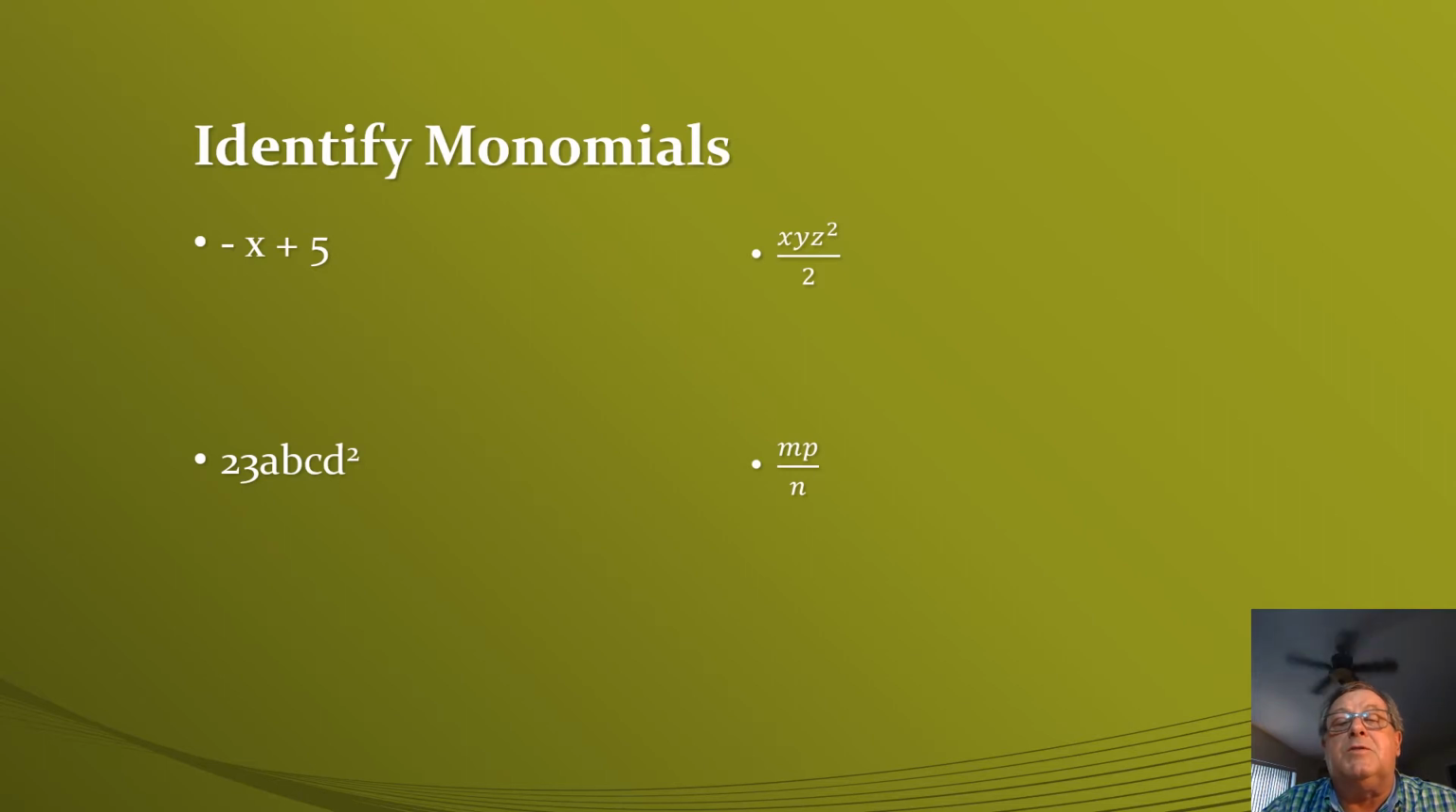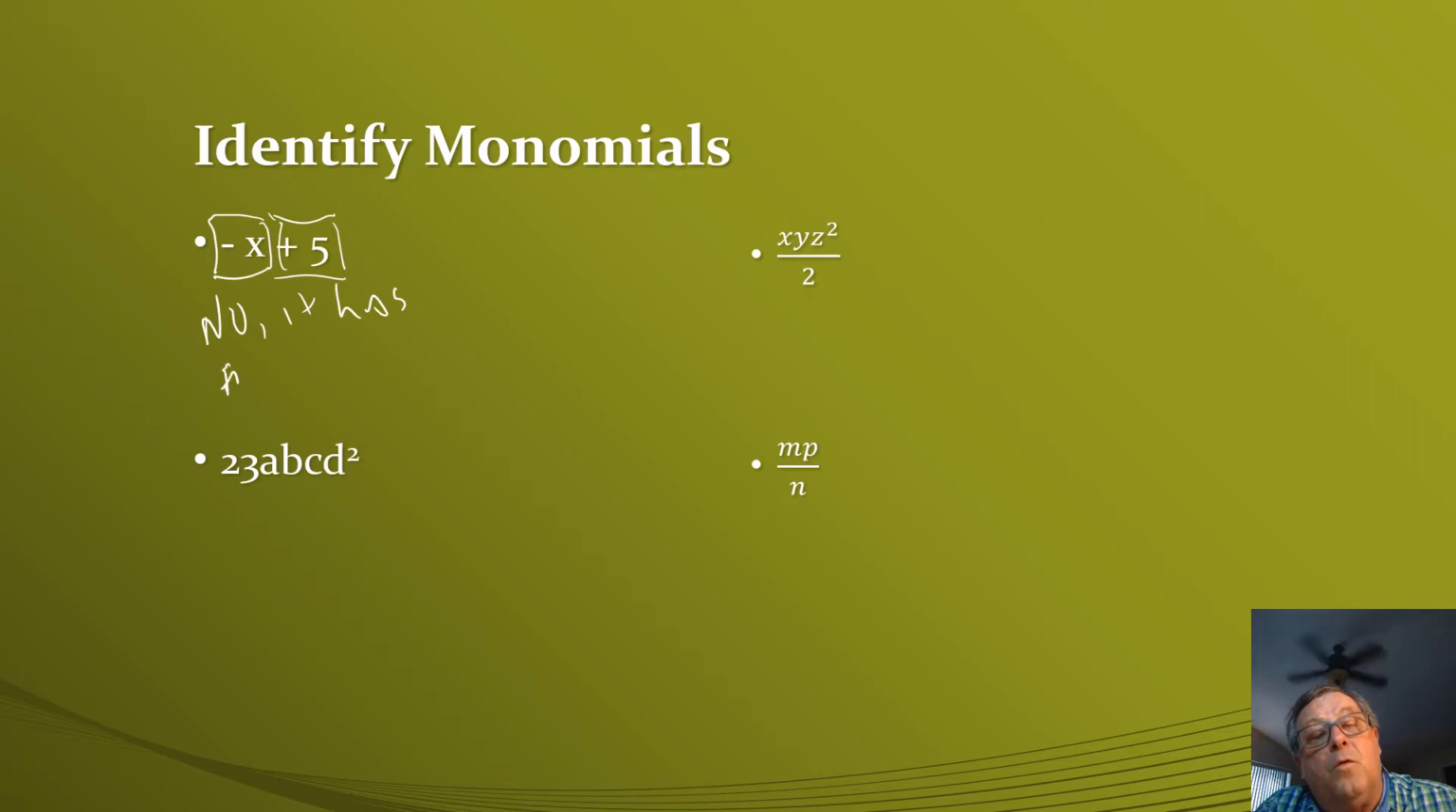And so let's look here at some specifics as to whether these four examples here are monomials or not. So let's look at the first here. Negative x plus 5. Well, here, this negative x, negative 1x, that's the product of a number and a variable, but that's one term. And this integer positive 5 is another term. So no, this is not a monomial. It has two terms, more than one term.